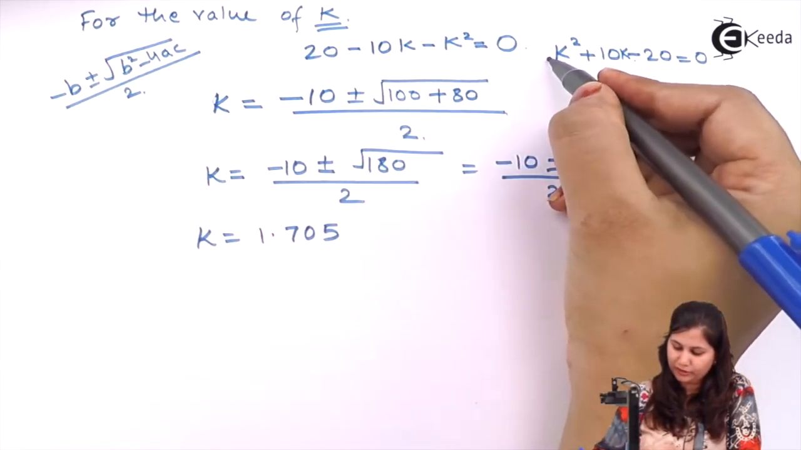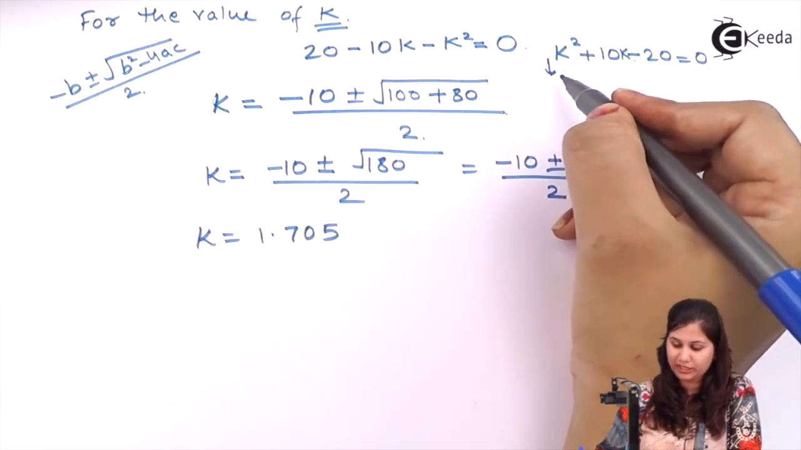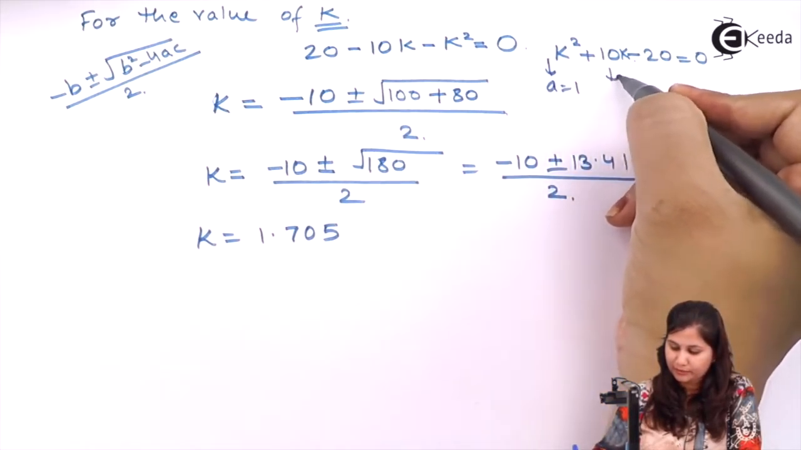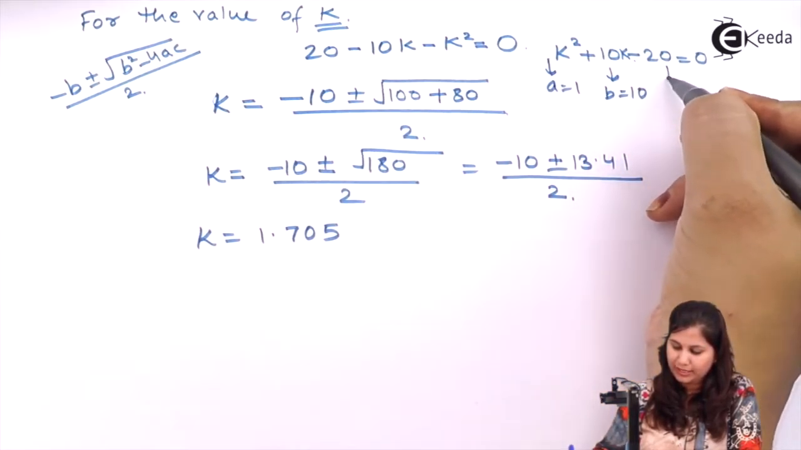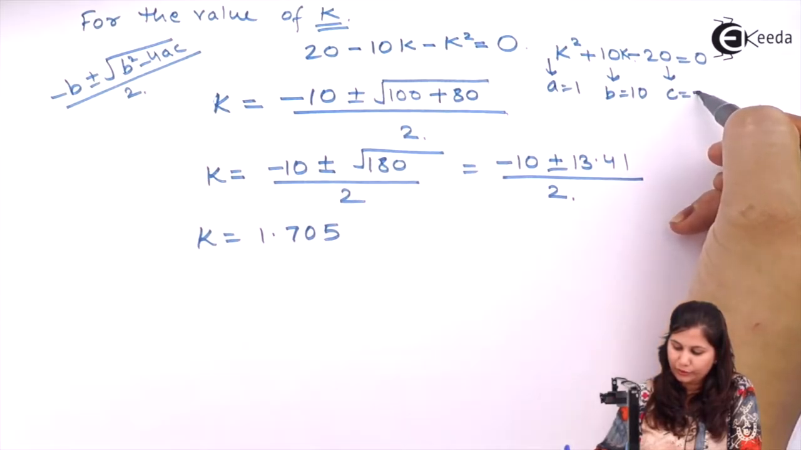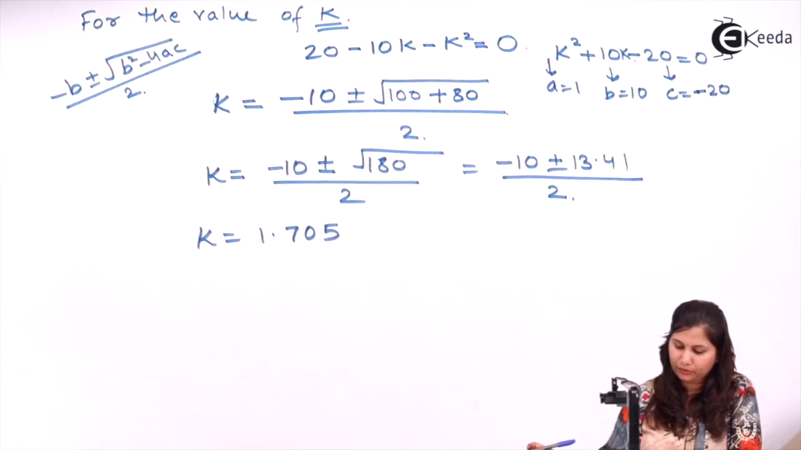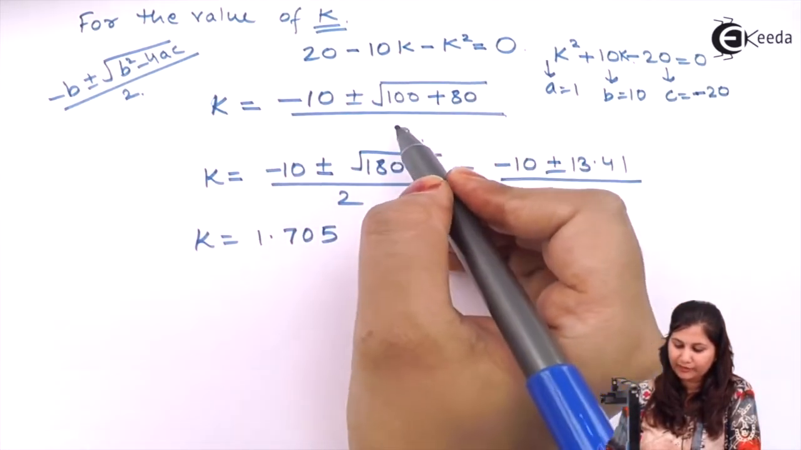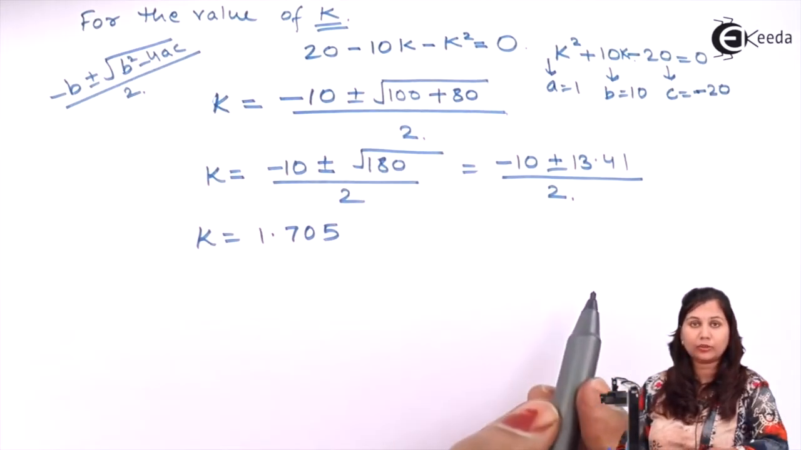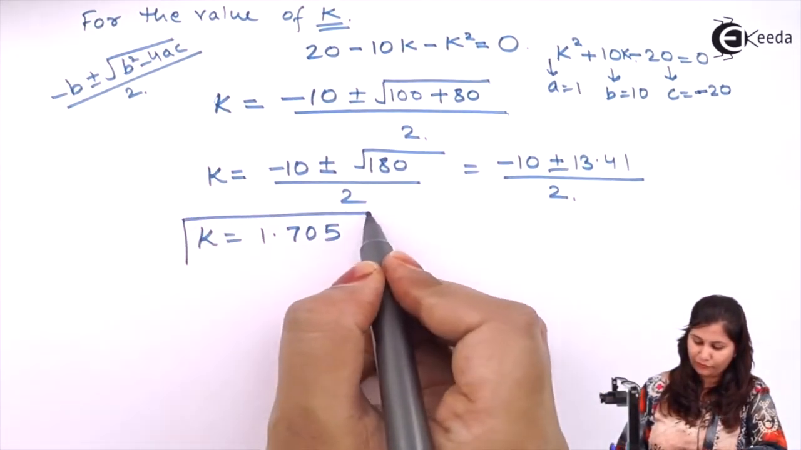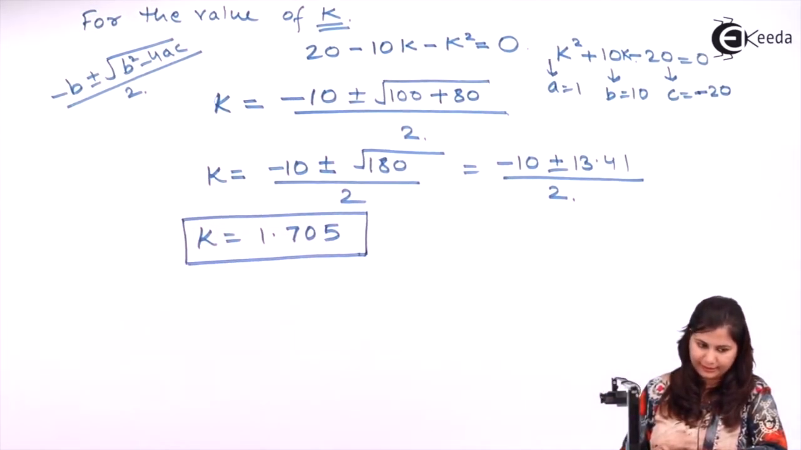You have to only substitute the value of b, a and c. A is what here? Coefficient of k, that is a equals to 1, b is equal to 10 and c is equal to 20, minus 20. So just put the values here, you will get the value of k again.